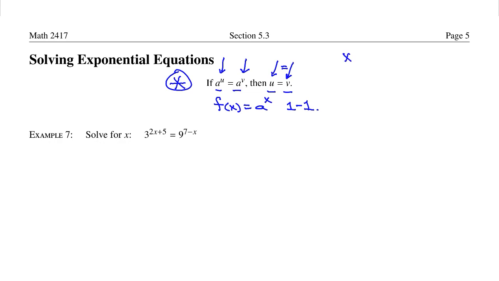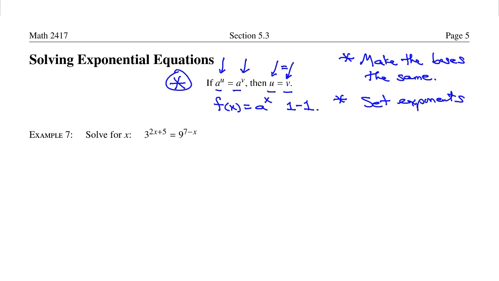In general, the rule that we follow is this. Make the bases the same. Then set the exponents equal to each other. And that's how we solve exponentials. So let's look at example 7. Solve for x. 3 to the 2x plus 5 is equal to 9 to the 7 minus x power.